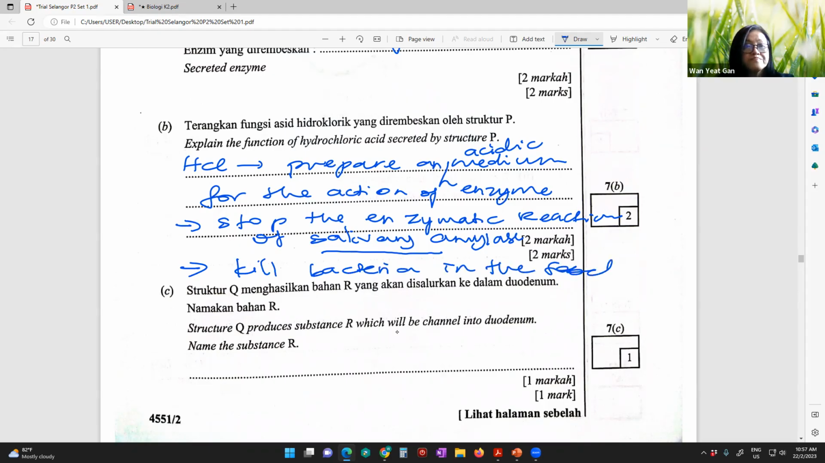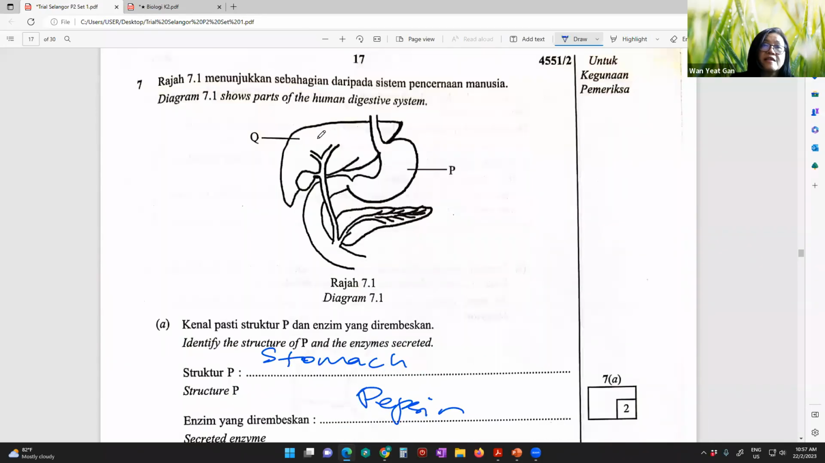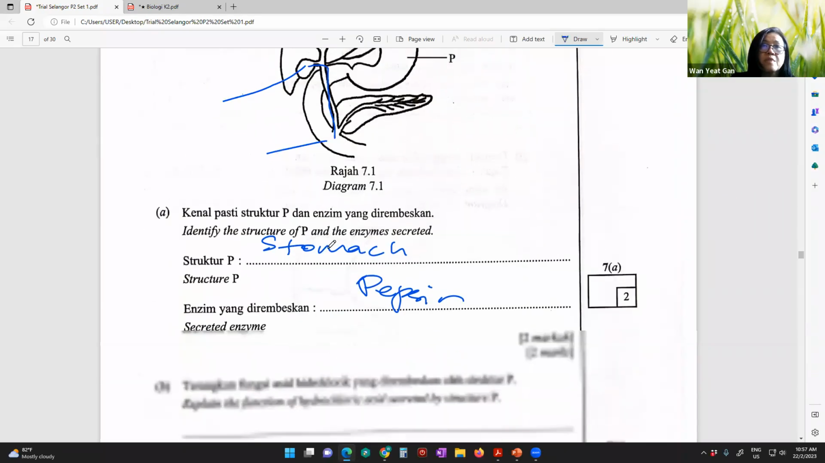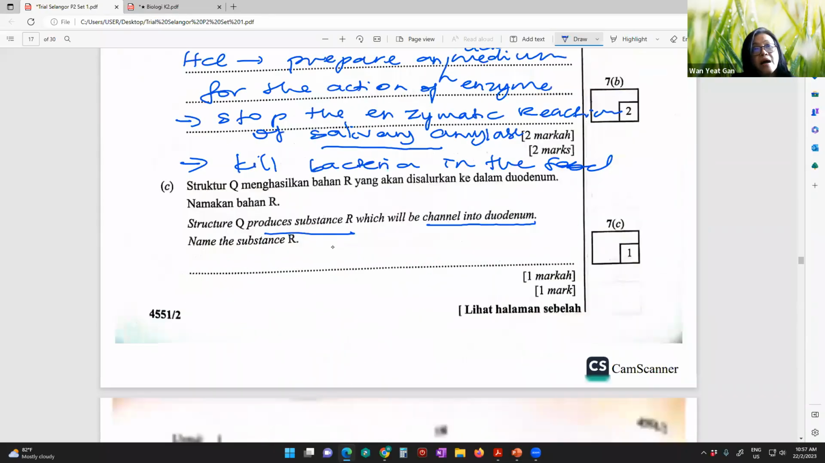Okay, next. Structure Q produces substance R, which will be channeled into the duodenum. Name substance R. Q is liver. Liver produces bile. Bile is stored inside the gallbladder and then channeled down into the duodenum. Right, so substance R is bile.